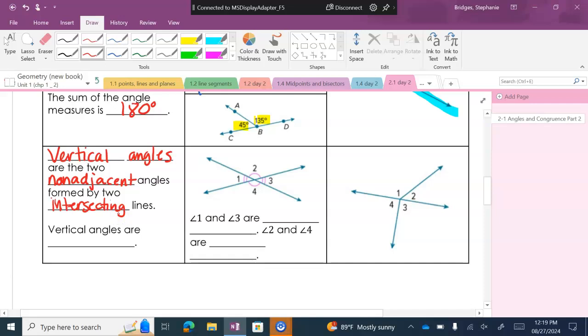So basically the way I think about it, vertical angles are across from each other. They are not next to each other. They are across from each other. They do, however, share a vertex. So if you look at that picture under the examples, which angle is directly across from angle 1? Which one? Angle 3. So in this picture, angle 1 and angle 3 are what we call vertical angles.